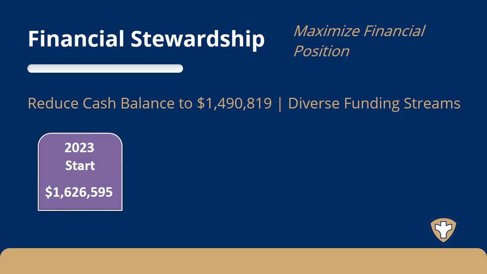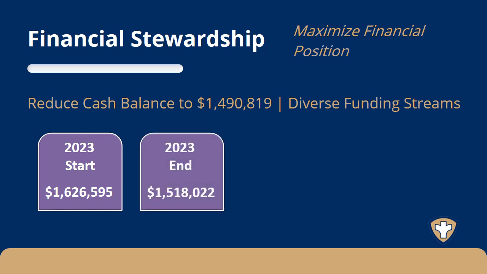Next, we will move on to the financial stewardship perspective. The objective here is to maximize financial position, and this is done by measuring the average public health cash balance and by looking at diverse funding streams. At the beginning of 2023, the public health cash balance was just over $1.6 million. The goal was set to reduce this balance to $1.49 million.